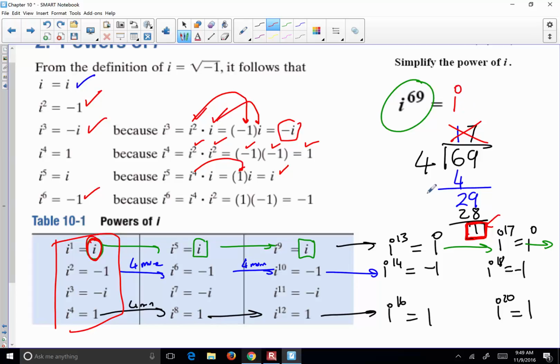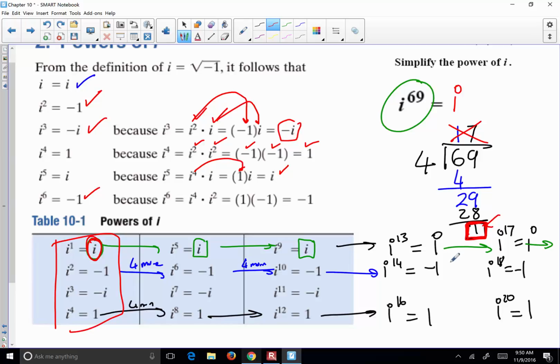Do you understand? These keep repeating the same thing after every multiple of 4. That's why I'm dividing 69 by 4. There are 17 multiples of 4, so it keeps repeating the same value after 17 rounds of 4. And there is still one i left, and that's here. If this were 2, I would pick the second one. If this is 3, I would pick the third one.